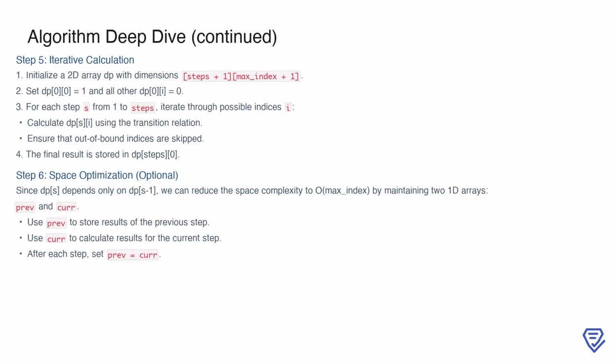To optimize space usage, we can reduce the space complexity from O(steps * max_index) to O(max_index) by maintaining just two 1D arrays, one to store the results of the previous step and another for the current step. After processing each step, we update the previous array to match the current one.